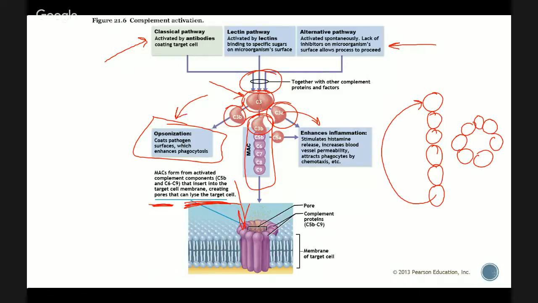So the complement system is one of the pieces of the puzzle in the whole picture of defending your body from pathogens. So I wouldn't say it's like a huge component of it, but it is a significant piece of it. Does that make sense? So it's one of the pieces of the puzzle.